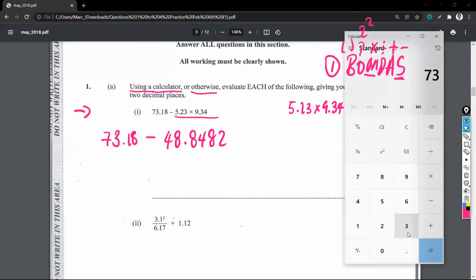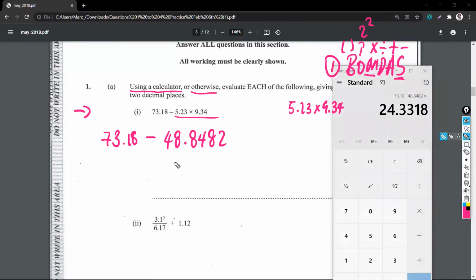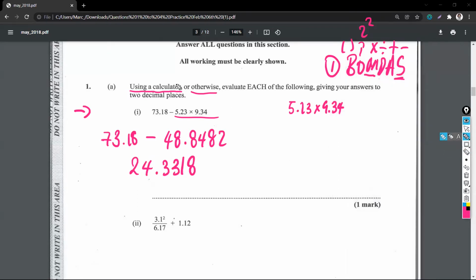Okay, so you want to subtract that from 73.18. So 73.18 minus 48.8482. Make sense? And you're going to end up with 24.3318 as your answer. Guys, this is not the answer yet, because it says here, using a calculator or otherwise, evaluate each of the following, giving your answers to 2 decimal places.